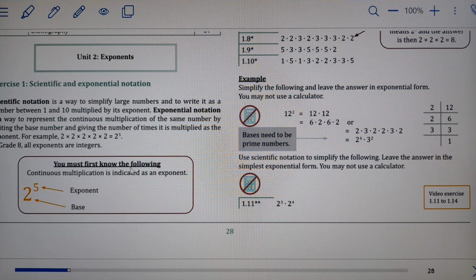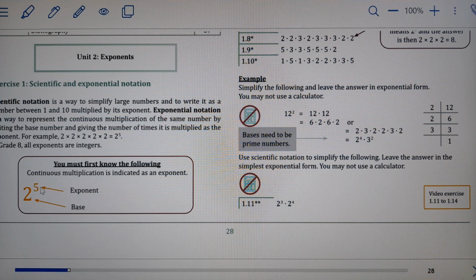You must first know the following. Continuous multiplication is indicated as an exponent. The exponent shows you how many times you multiply, so it is continuous multiplication. The small number at the top is the exponent and the big number is the base. Please know this. The small number tells you how many times you multiply the base.